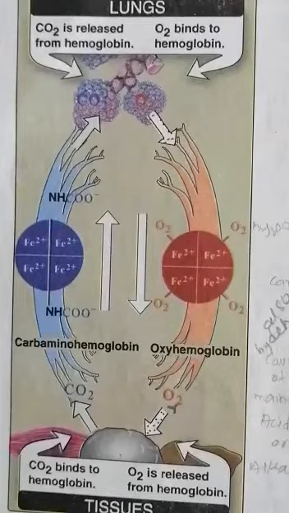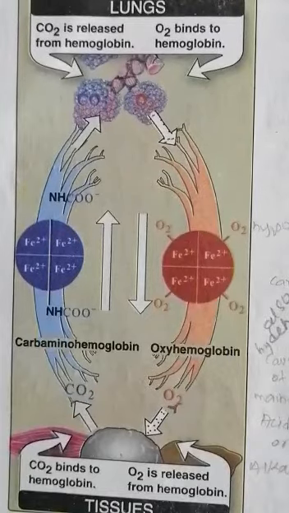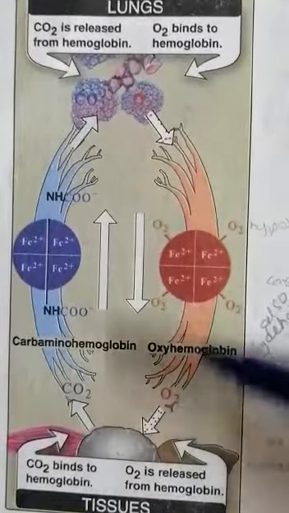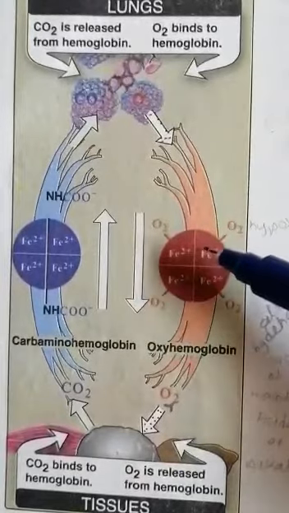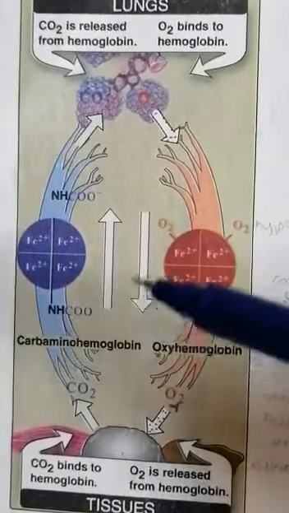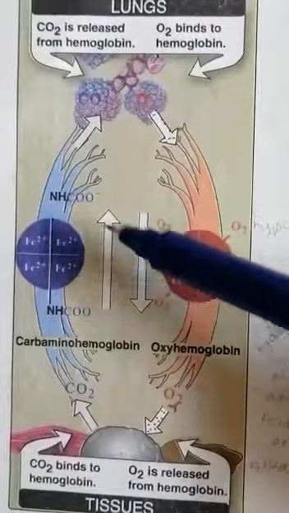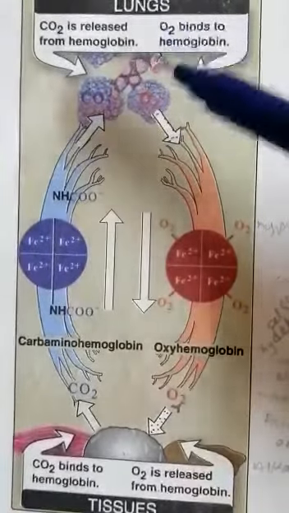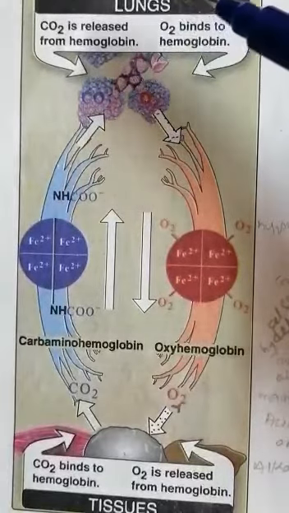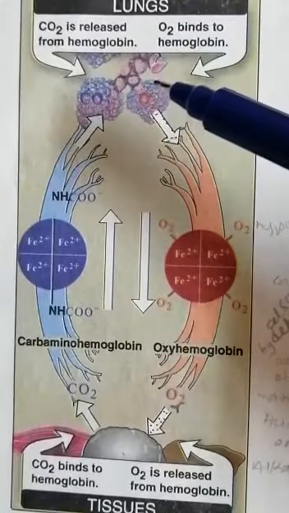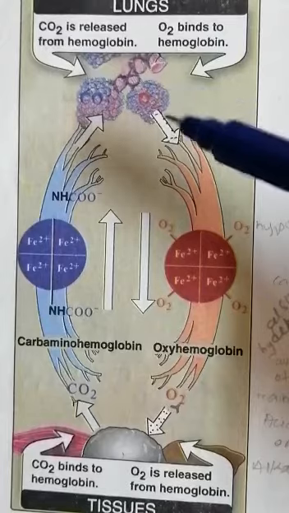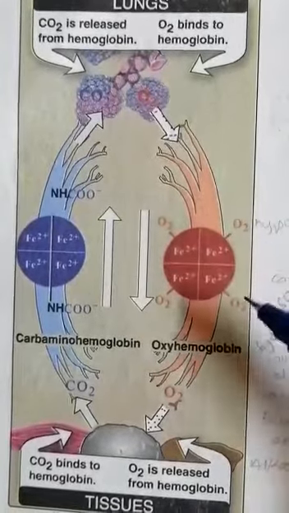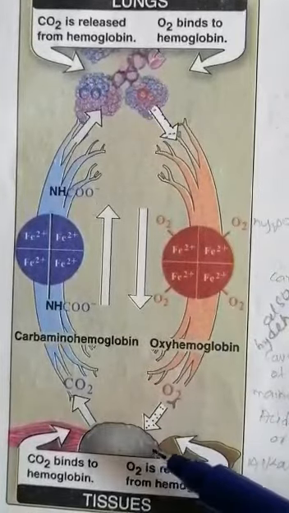Coming to the diagram, here is the presence of the lungs and here is the presence of the tissues. The hemoglobin carries the oxygen as oxyhemoglobin, and the carbaminohemoglobin or deoxyhemoglobin carries the carbon dioxide. In the lungs, the oxygen binds with the hemoglobin, and the hemoglobin carries 4 molecules of oxygen and is going to diffuse this oxygen in the tissues.